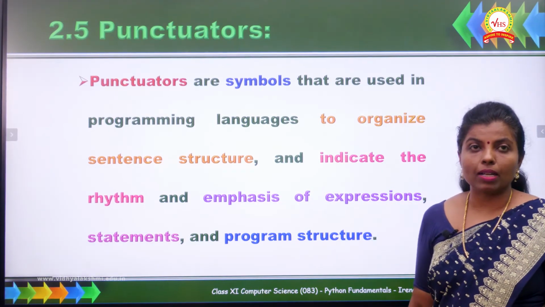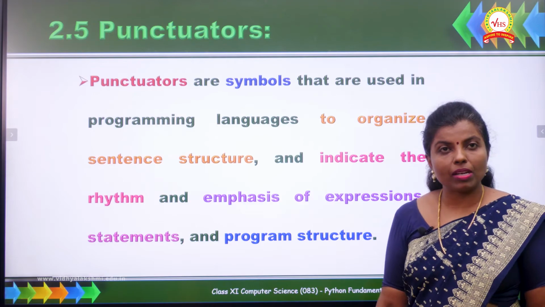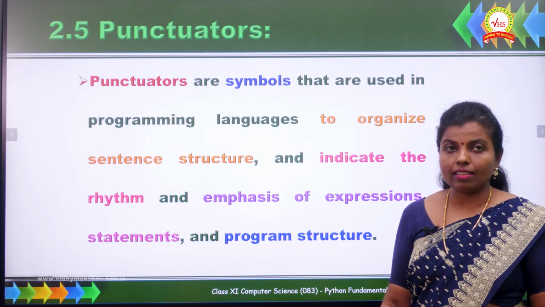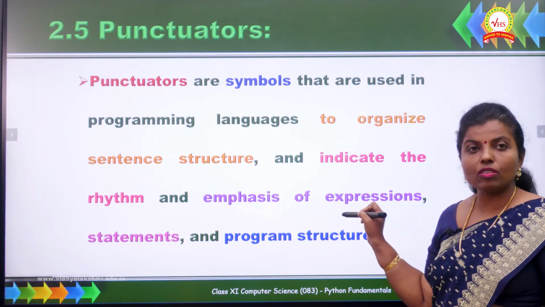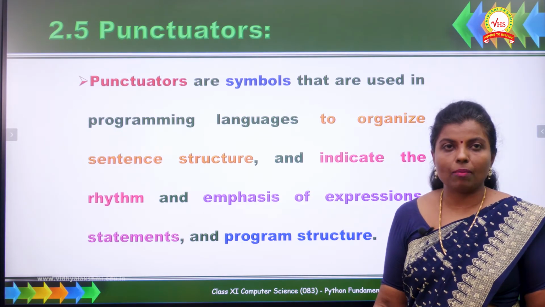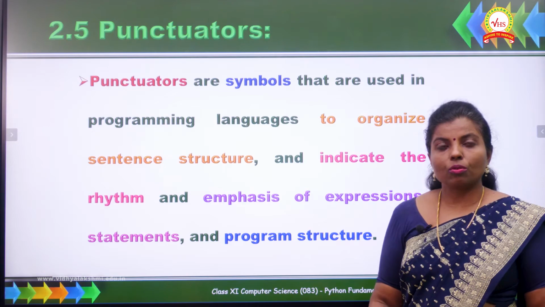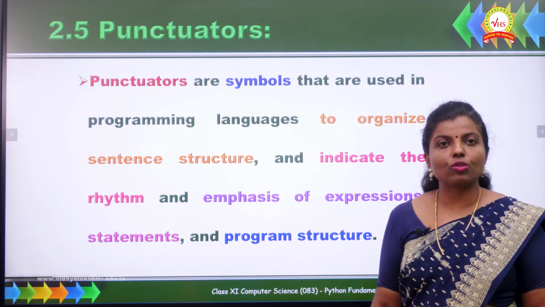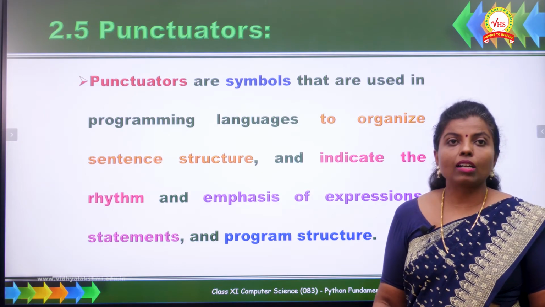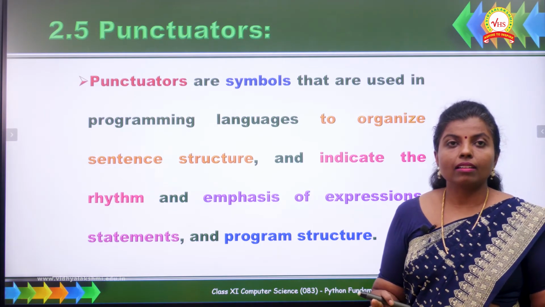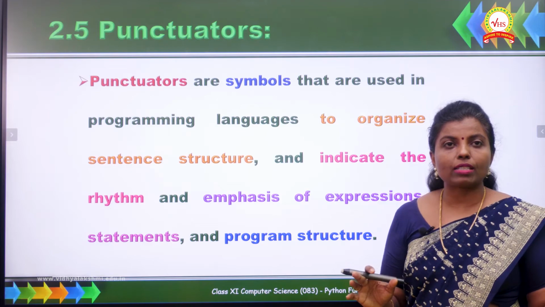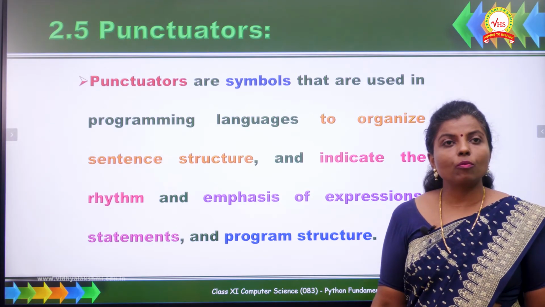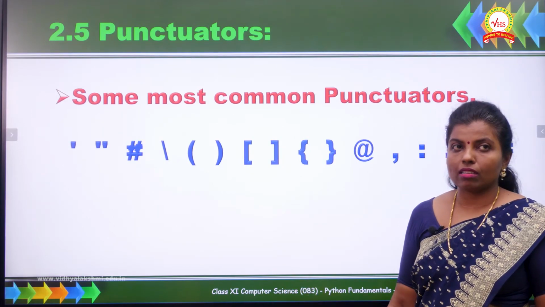Punctuators are symbols that are used in a programming language to organize the sentence structure and also to indicate the rhythm and emphasis of expressions, statements and program structure. So punctuators are just normal symbols. Let us see what the commonly used punctuators of Python are.